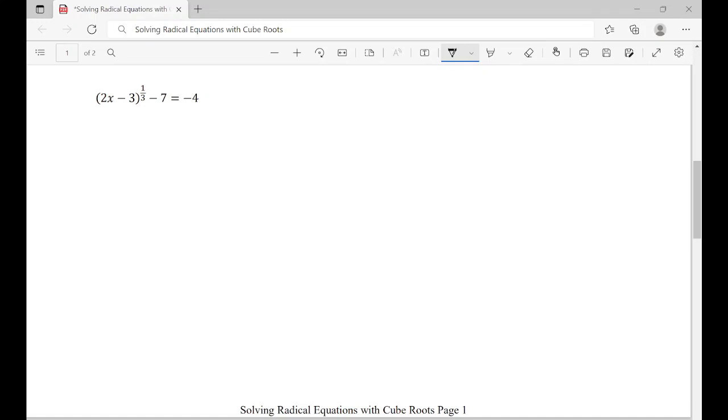Next, we have 2x minus 3 all to the 1/3 power minus 7 equals negative 4. So 1/3 is just another way of saying a cube root. So I just have to get it by itself. So just add 7 to both sides so I can clear out the root on its own side. And I'm going to get 2x minus 3 to the 1/3 equals 3.